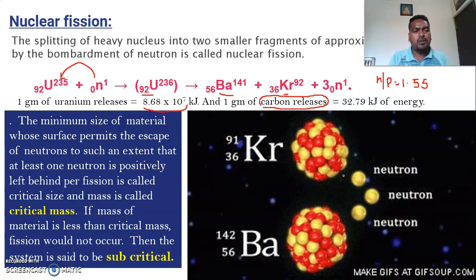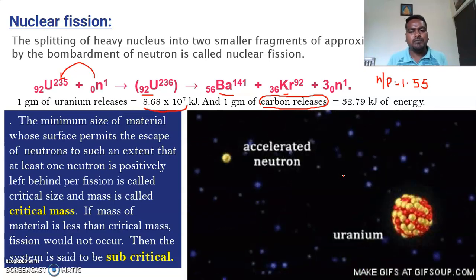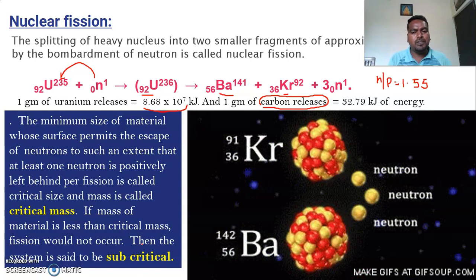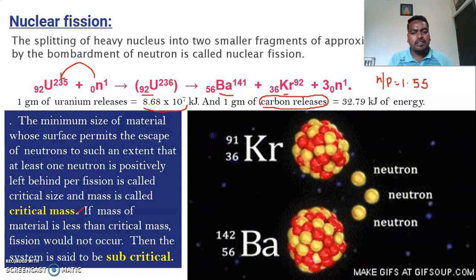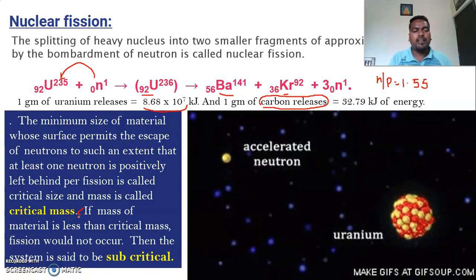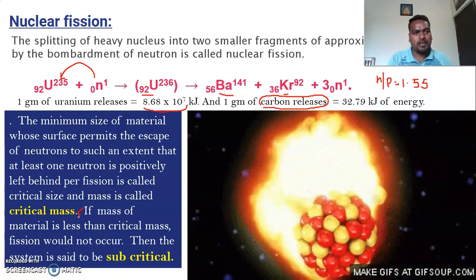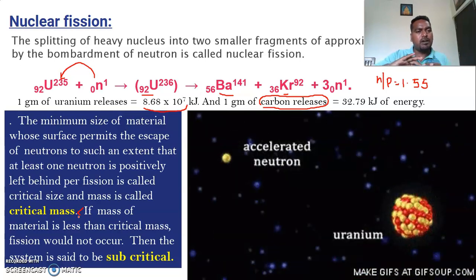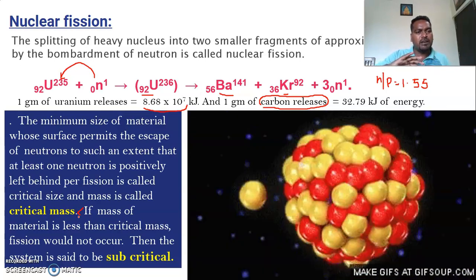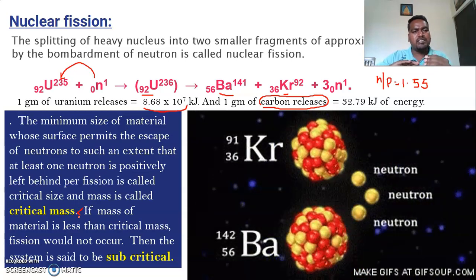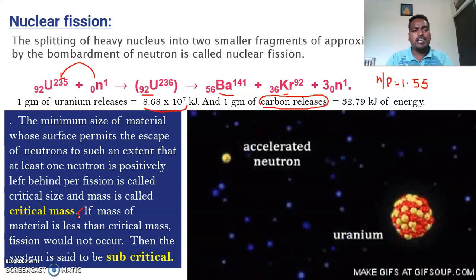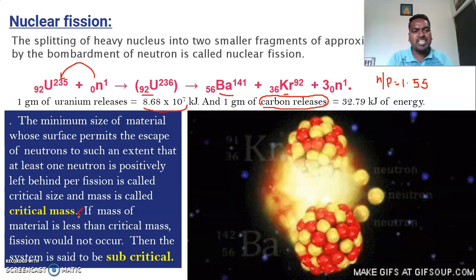So the mass of uranium which is less than the critical mass is called subcritical mass. If the mass of the uranium is greater than the critical mass, it is called supercritical mass. Dear students, so we discuss three types of mass. One is the critical mass, below which is the subcritical mass, and above the critical mass it is called supercritical mass. So this is necessary in order to sustain a nuclear reaction.